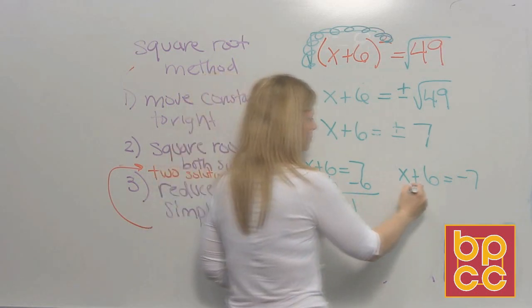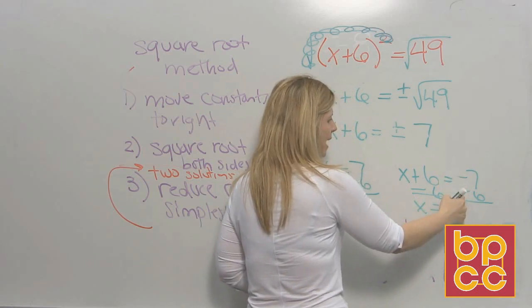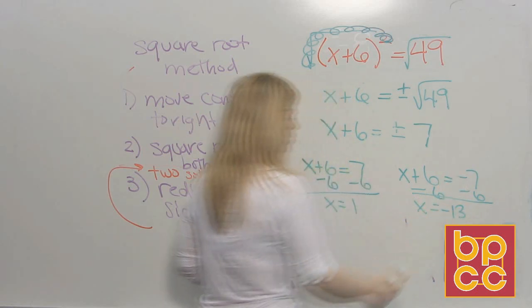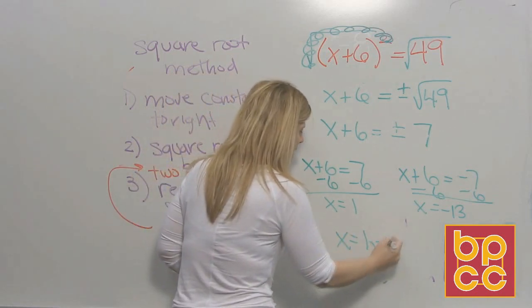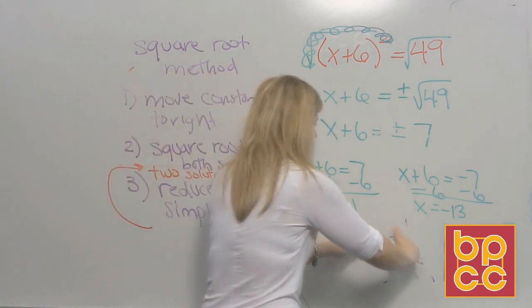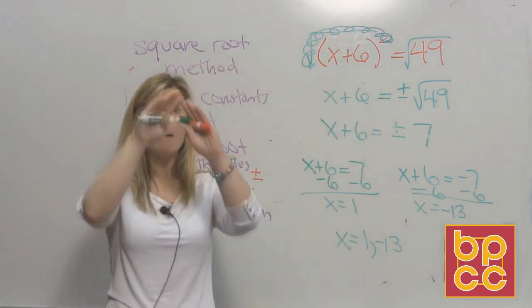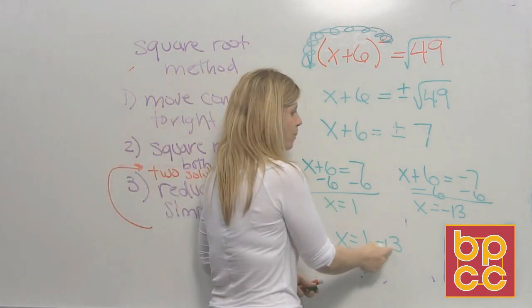x is 1, and negative 7 minus 6 is negative 13. And when you write these, you could separate them with a comma. Whatever you do, do not put them in parentheses. Because if you remember, if you put an answer in parentheses, then you're saying that that's an ordered pair of points.